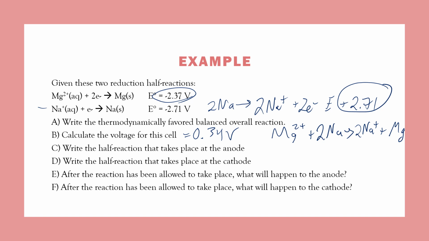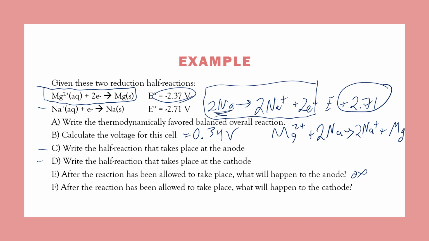Now the anode is the one that is oxidized, so this is our half reaction for the anode. For our cathode, it is this magnesium half reaction right here, because reduction is gaining electrons. And as the reaction is going, what happens to the anode? Remember, anode is oxidation. So the sodium metal will decrease in size. It dissolves into ions. And the cathode is reduction. And so the cathode is actually getting bigger because you're creating more solid magnesium, so it's increasing in size.